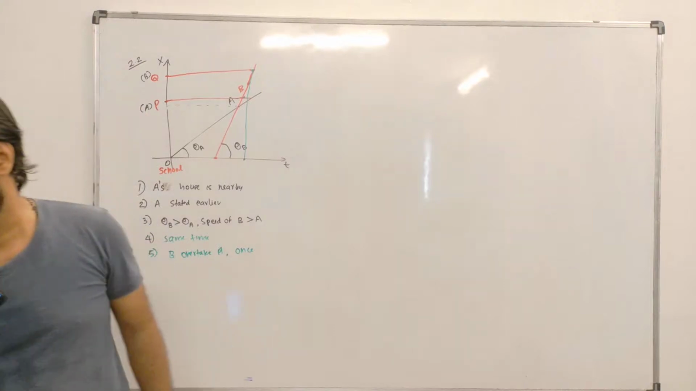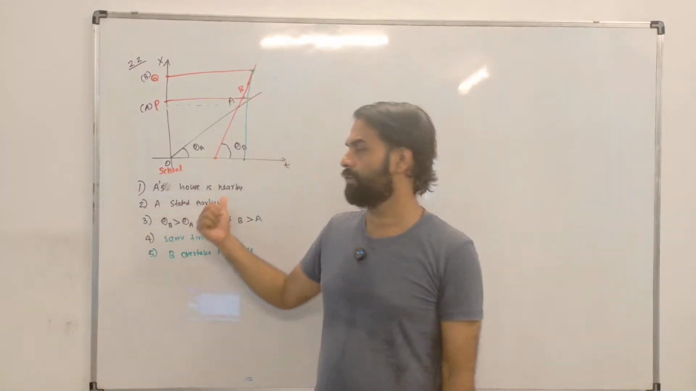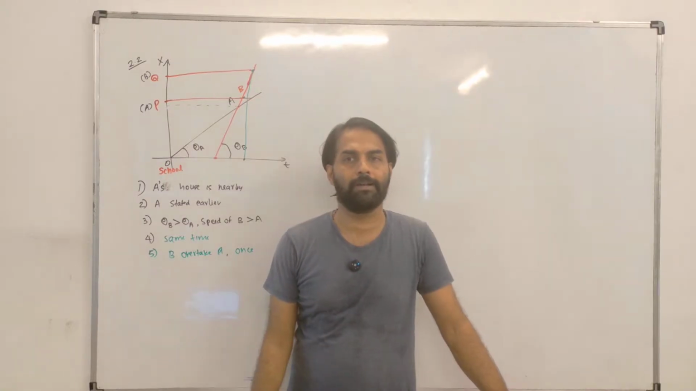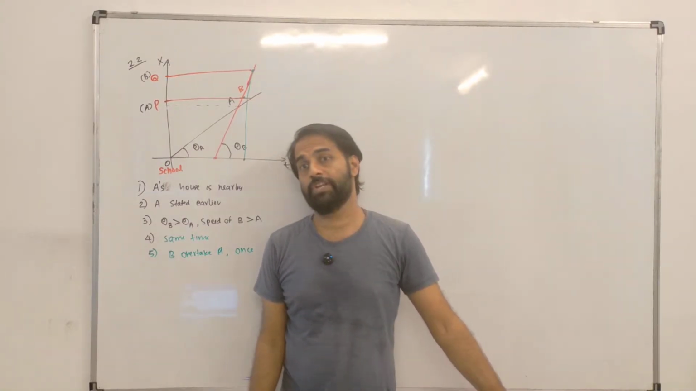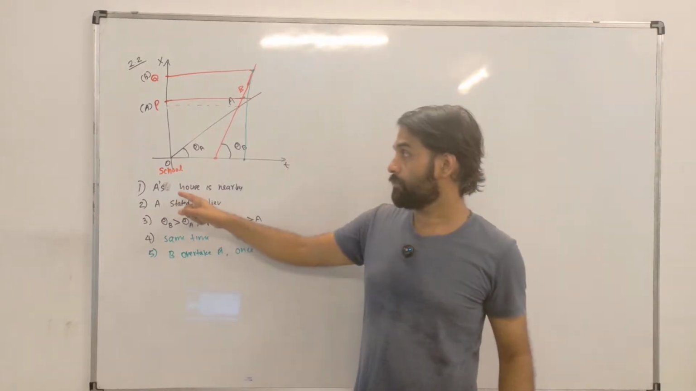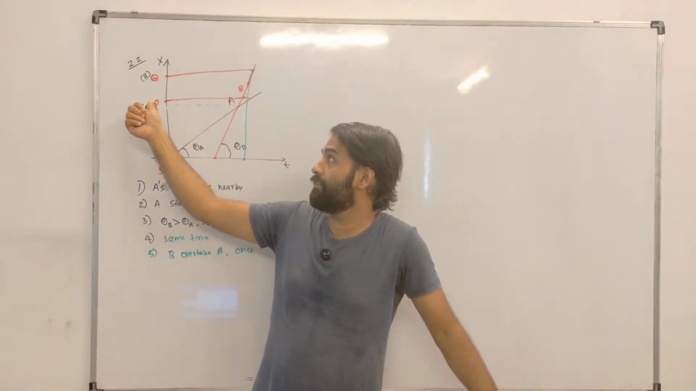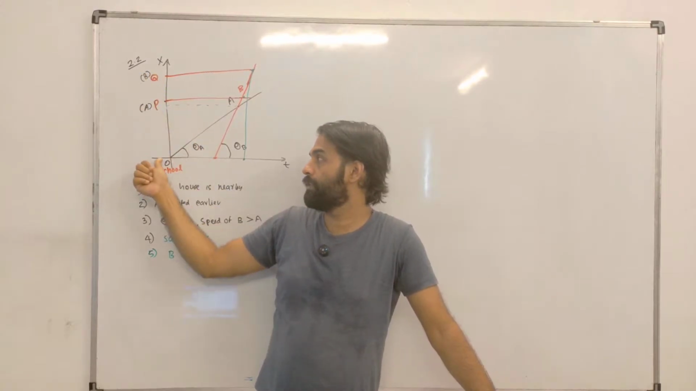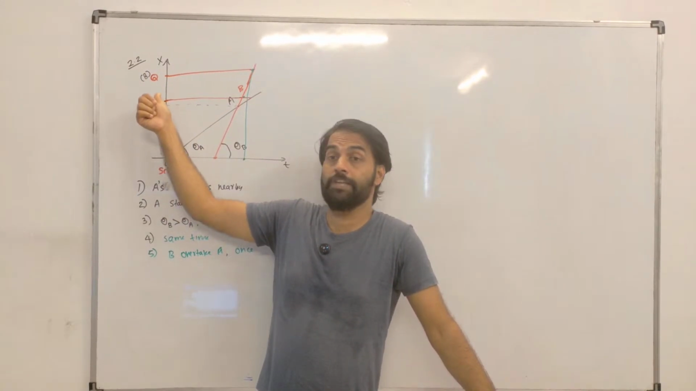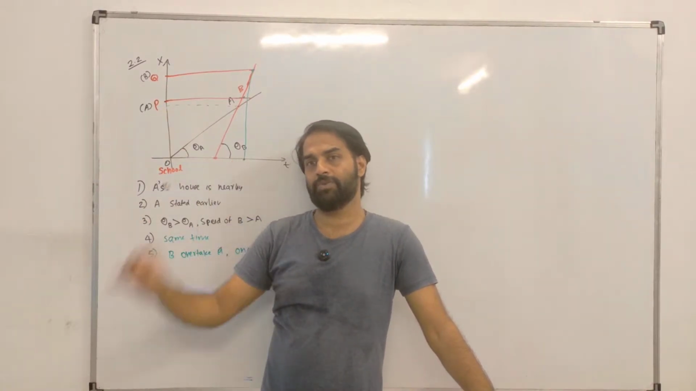Okay. Once again, I'll explain the graph. In the graph, what do you have to remember? This is the position-time graph. First question, they were asking whose house is nearby. In the question, it is given that P is the house of A and Q is the house of B. From the school, P is nearby. That's why A's house is nearby. That is the answer to the first question.